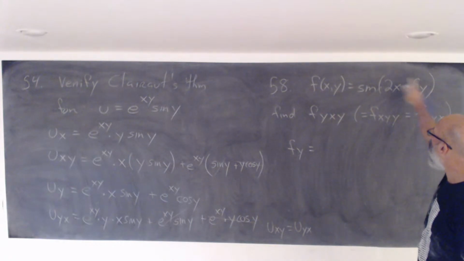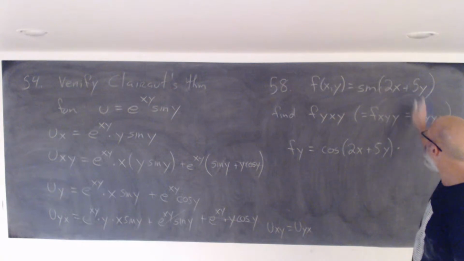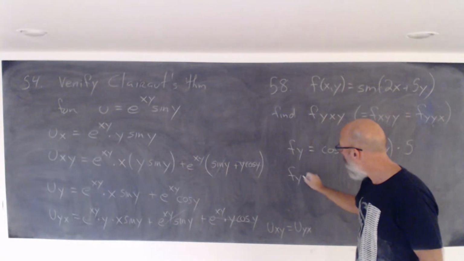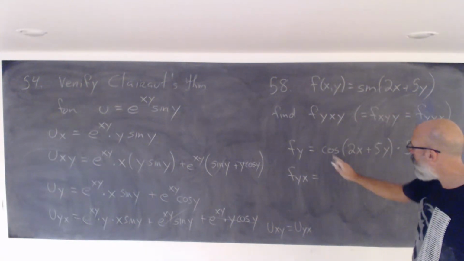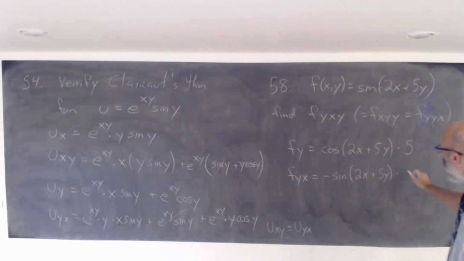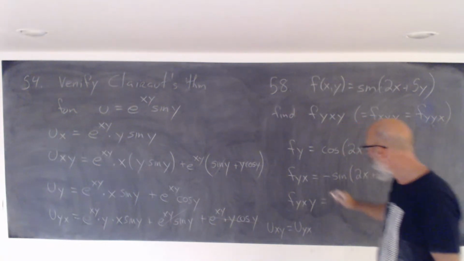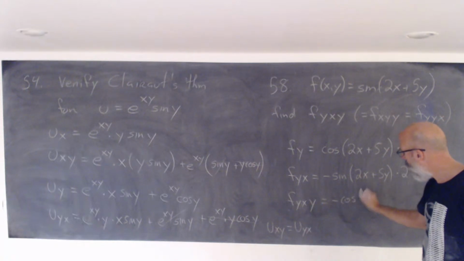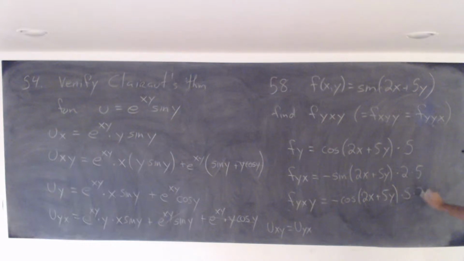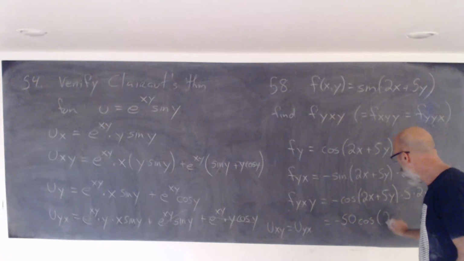The partial of f with respect to y, we have sine of something, the derivative is cos, times the derivative of the inside with respect to y, so we get a times of 5. And then if you differentiate that with respect to x, the derivative of cos is negative sine times the derivative of the inside with respect to x, which is a 2. We still have that 5 outside. And if you differentiate with respect to y again, the derivative of sine is cos, so negative cos, times the derivative of the inside with respect to y times a 5, and you still have that 2 and that 5 outside. There it is. So this is negative 50 cos(2x plus 5y).